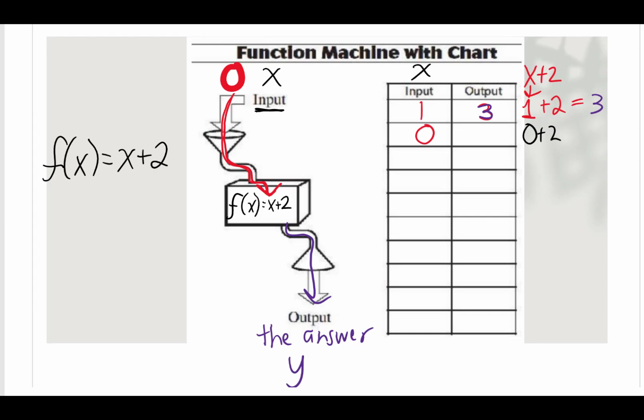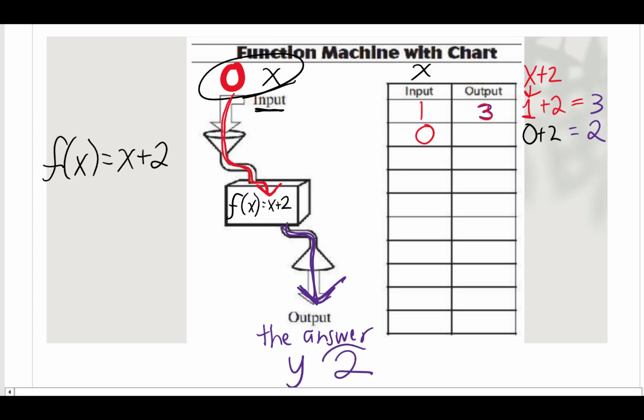We're changing the x for 0 because x is 0. That means that the answer is 2. So when the answer comes out of the machine, the answer is 2. Okay? So when x is 0, y is 2.